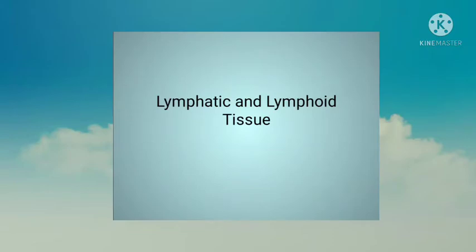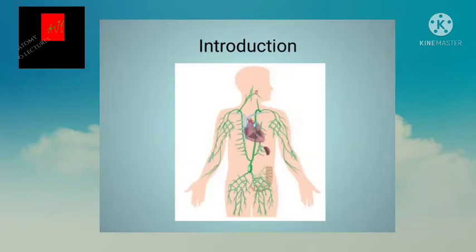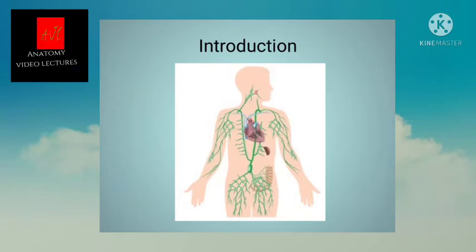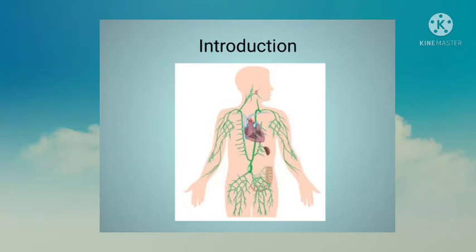Today we are going to learn about the lymphatics and lymphoid tissues. Coming to the introductory remarks, when the circulating blood reaches the capillaries, part of its fluid contents passes into the surrounding tissues as tissue fluid. Most of this fluid re-enters the capillaries at their venous end. Some of it, however, returns into the circulation through a separate system of lymphatic vessels.